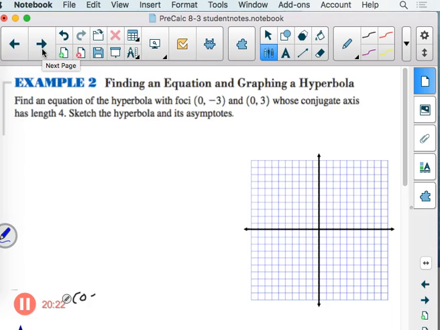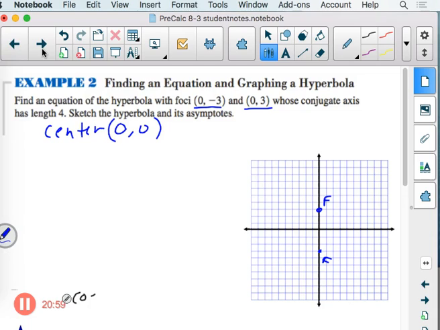My first question would be, where's the center? Because without that, we can't find A and B. A, B, and C all relate to the center. So, well, how'd you know? Halfway between -3 and 3. It's 0. So our center is at (0, 0). And we might want to start sketching here so we know if this is horizontal or vertical. Let's see. (0, -3) and (0, 3) are the foci.